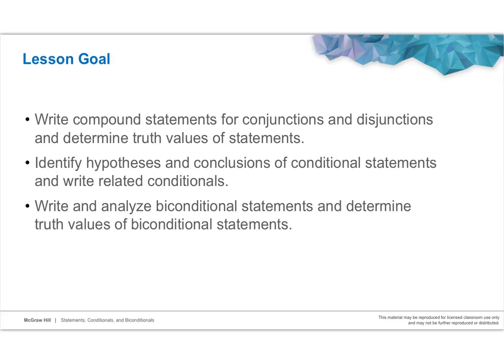We have three learning goals for this lesson. Number one, to learn to write compound statements for conjunctions and disjunctions, and to determine the truth values of those statements. Number two, to identify the hypotheses and conclusions of conditional statements and write related conditionals to those statements. And number three, to write and analyze biconditional statements and determine the truth values of those biconditional statements.